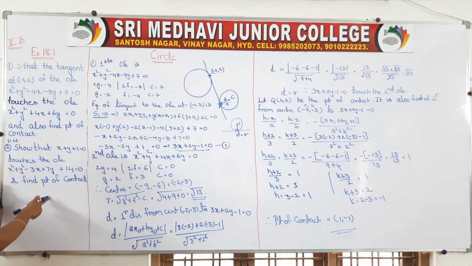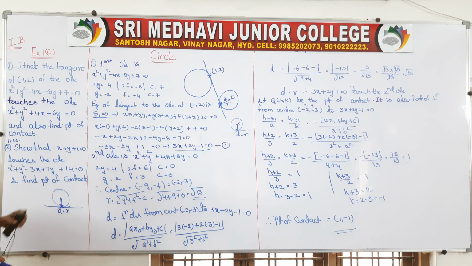Here no need, just show that D is equal to R, then we can say that this line touches the circle. I have already said so many times, first we have to show that this line touches the circle. This is the line, this is the circle. So which condition do we have to prove? Here it is D is equal to R. If you prove in this problem that D is equal to R, the line touches the circle. Then we have to find the point of contact.